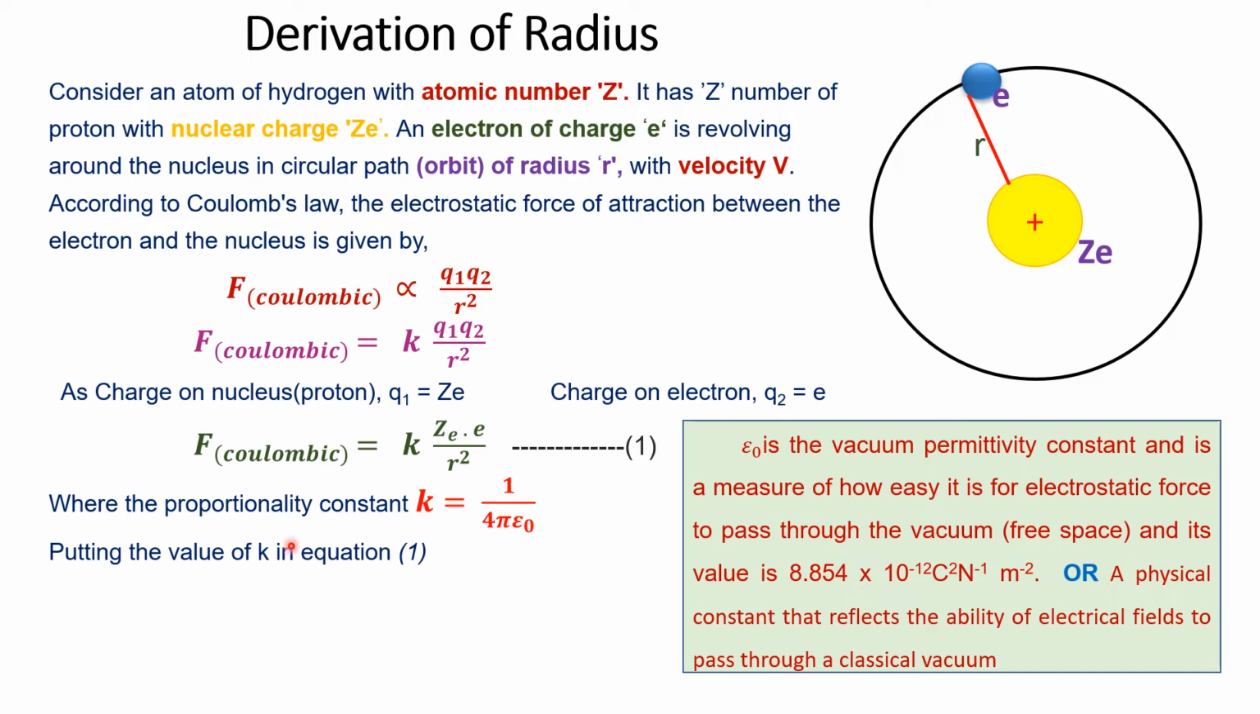Now putting the value of k in equation 1, we will get force of Coulomb is equal to k Ze multiplied by e, so it becomes Ze square divided by r square. Putting the value of k, so k is equal to 1 divided by 4 pi epsilon naught, it will become Ze square divided by 4 pi epsilon naught r square.